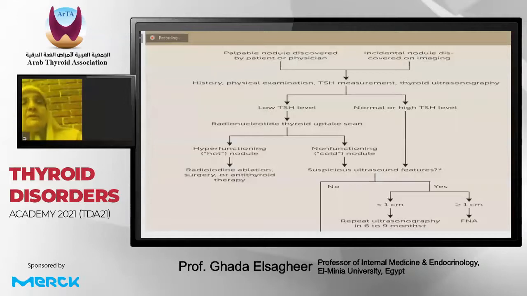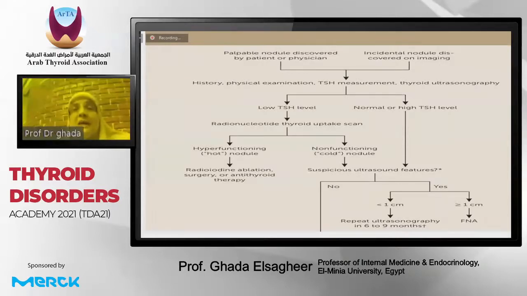Approach to the patient with thyroid nodule, either a palpable nodule discovered by the patient or physician, or an incidental nodule discovered on imaging. Start by history of rapidity of growth onset, if there is family history of benign or malignant lesion, history of previous radiation, then physical examination about the size, consistency, tenderness, any adenopathy, and the assessment of thyroid function test, mainly the TSH measurement. After the TSH, thyroid ultrasonography. Actually, TSH measurement is the first step we start with.